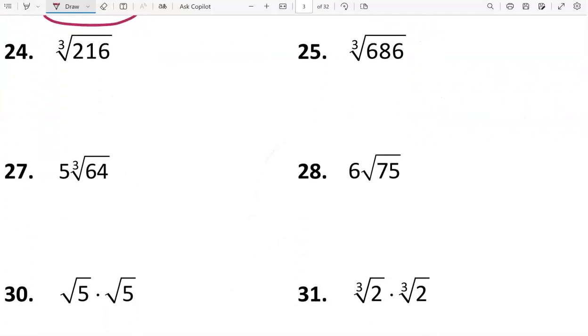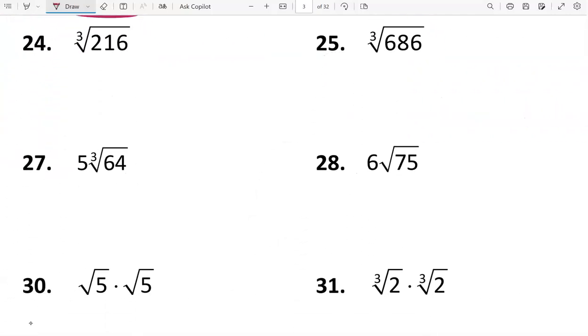In 24, we have the cube root of 216. This is 6 because 6 times 6 times 6, or 6 cubed, is 216.